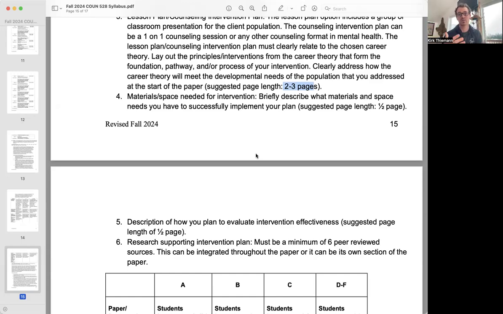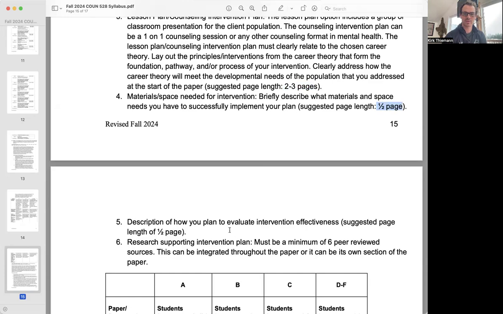If you're doing something with children that's experiential or play based, what play materials and space requirements might you need? Some students have done career fair type things where you need a larger system and setup and a process for how to facilitate the flow of that fair. So anyways, you can describe that. And that's once again not meant to be any major length, half page.